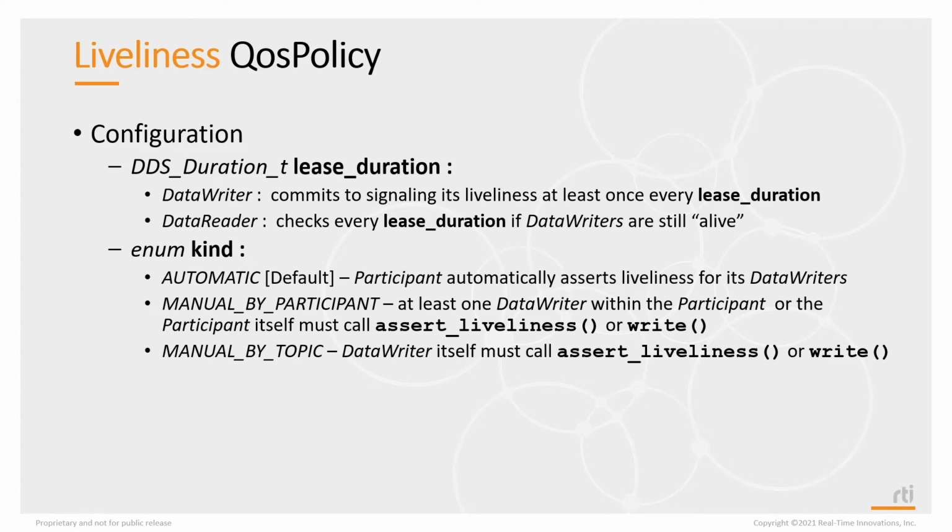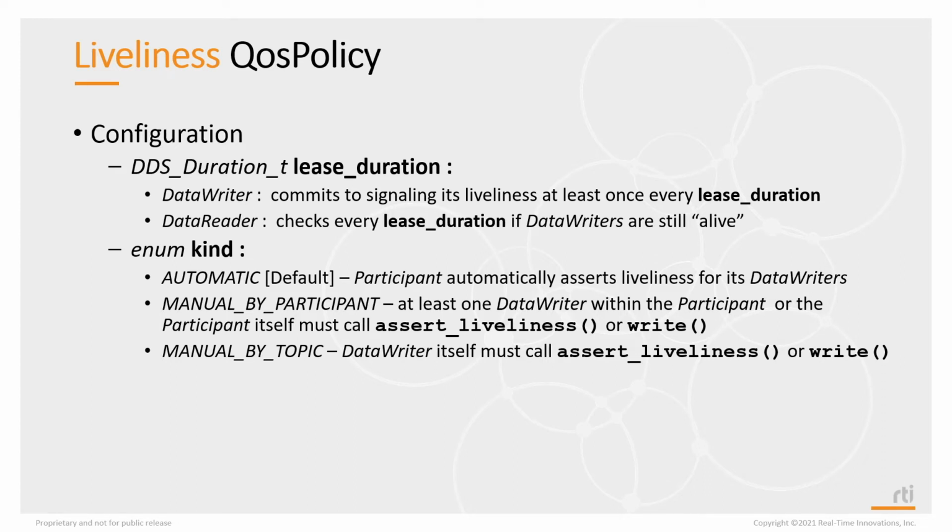Liveliness kind is used to configure how the liveliness assertion packet is being sent. By default, if you turn on the lease duration, you have a non-infinite lease duration, by default, it's automatic. Automatic means the participant that contains the data writer will automatically send a liveliness assertion packet for its data writers. It will take a look at all the lease durations of the data writers that it has and use the smallest lease duration in determining how fast to assert liveliness or send a liveliness packet.